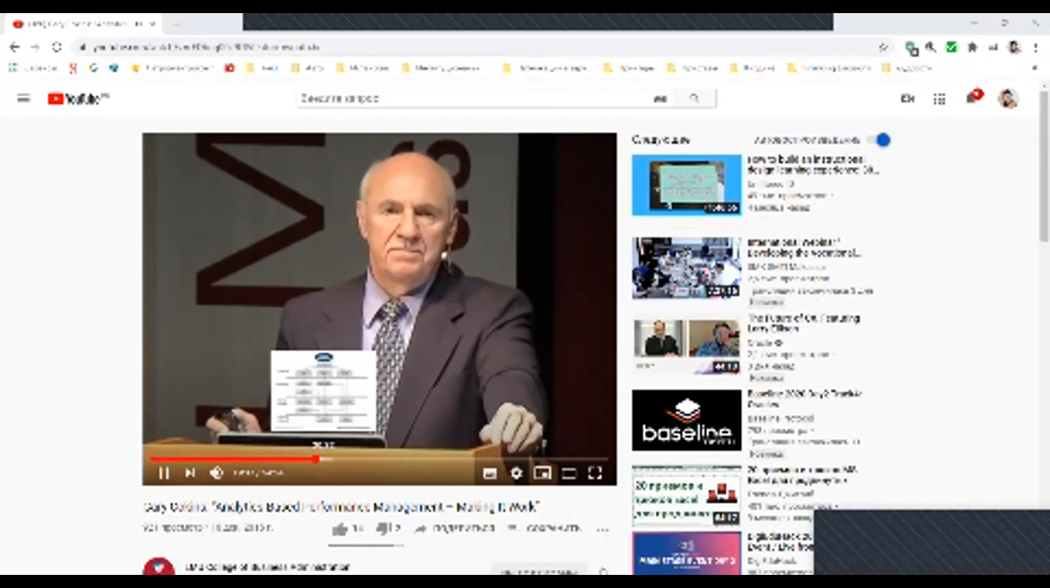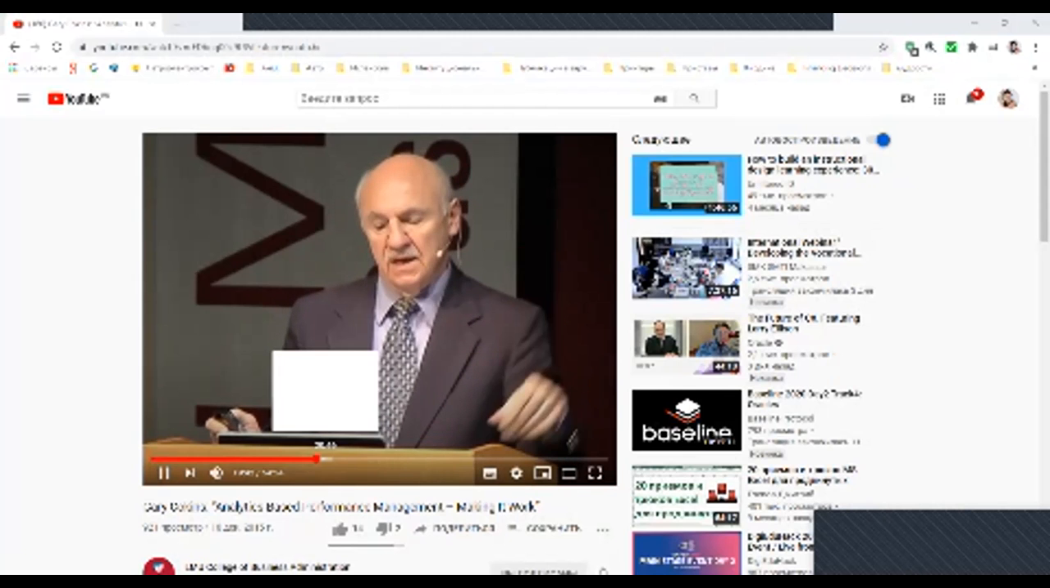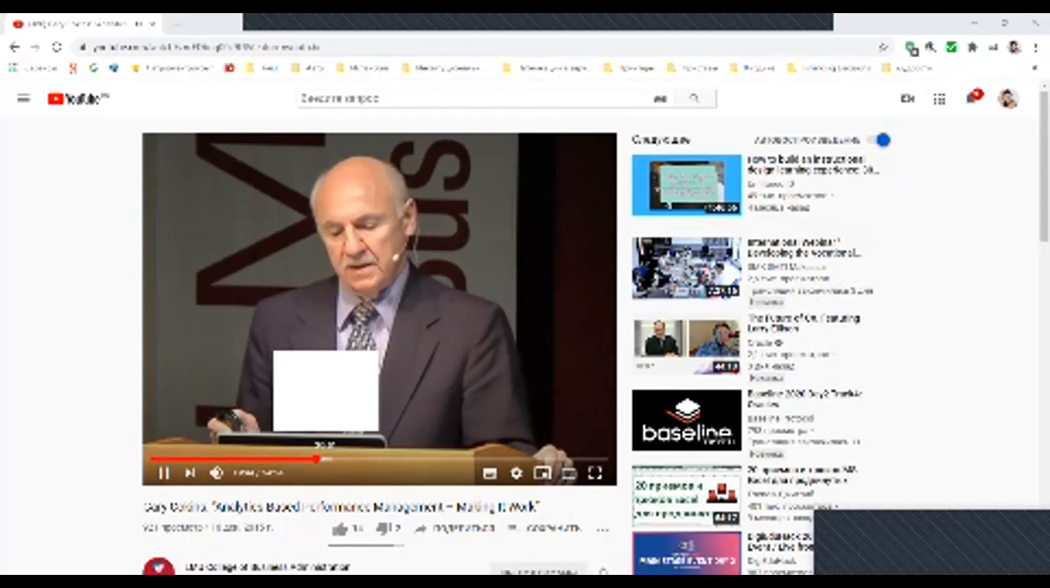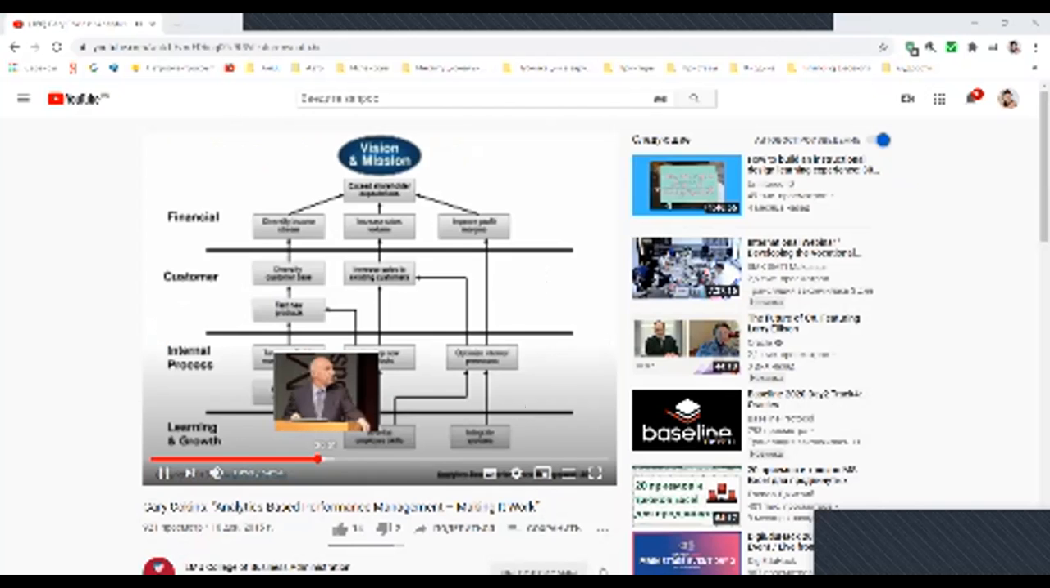The balanced scorecard is just a feedback mechanism. The real intelligence and the GPS is in the strategy map. Strategy map and scorecard, they're mechanical. They help realize the vision and mission. They're one of those gears that I describe, a really important gear with a lot of torque. Now, this is not a 4-hour training session, but real quickly, this is a fictitious picture of a strategy map.